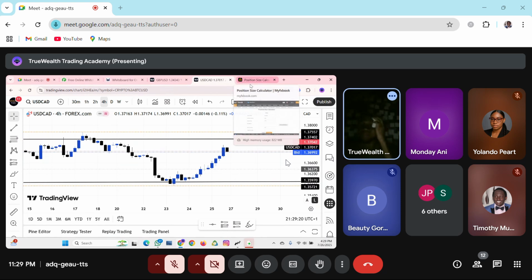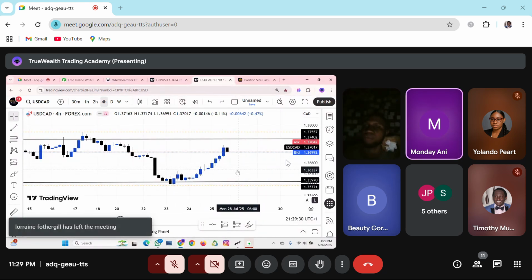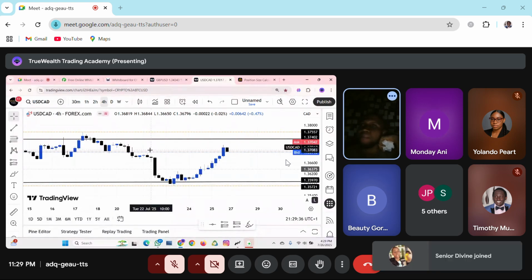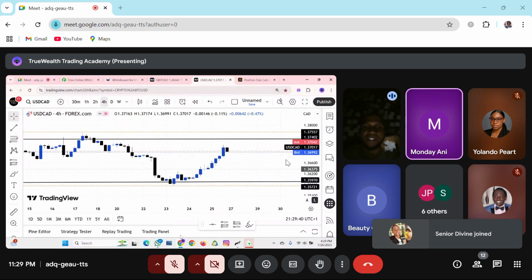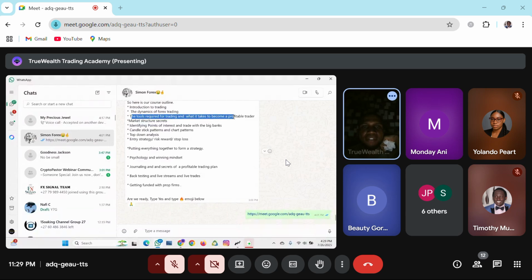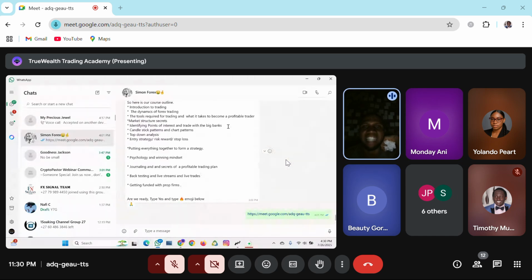So is it clear? Any question on market structure? Yeah, it's clear. So can we proceed further? Yes. All right. So let's go to our outline. We have been able to talk about the tools required for trading, MT4, MT5. We have been able to talk about market structure, right? So let's talk about identifying point of interest and trading with the big banks.